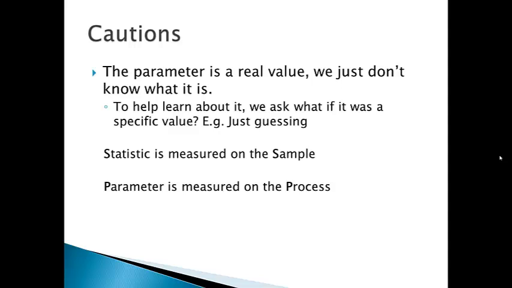Another helpful device for remembering the difference between statistic and parameter is to remember that the statistic, which starts with S, is measured on the sample, which also starts with S. The parameter is measured on the process. Both of those words, parameter and process, start with P.